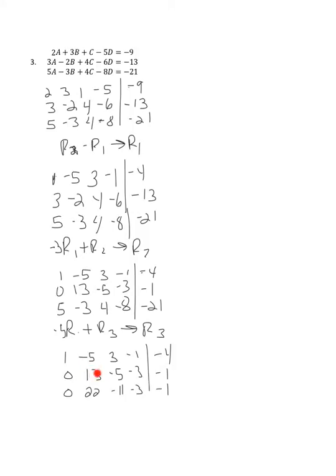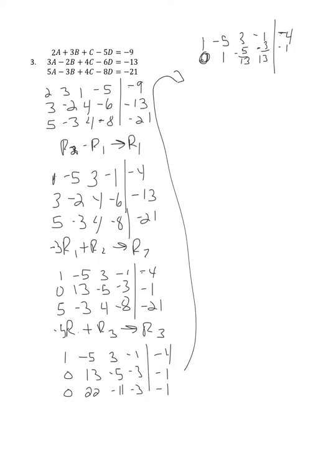Okay, now I need this spot right here to be a 1, so I'm going to divide this row by 13. Okay, so the top one, I have a 1, -5, 3, -1, -4. Row 2, so I'm dividing this by 13. So 13 divided by 13 is 1. -5 divided by 13 will be -5 thirteenths. -3 divided by 13 will be -3 thirteenths, and -1 divided by 13 will be -1 thirteenths. And then the third row, 0, 22, -11, -3, and -1. Okay, now I would like this spot right here to be 0. So how about we take -22 times row 2 and add row 3. Put that in row 3.